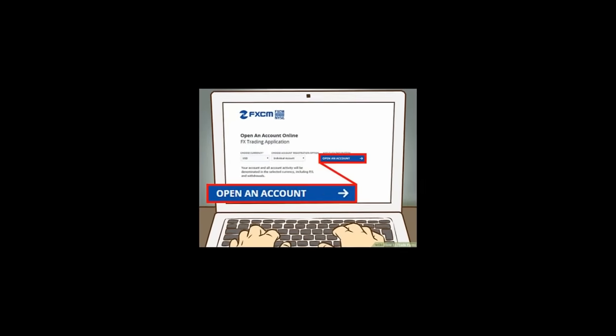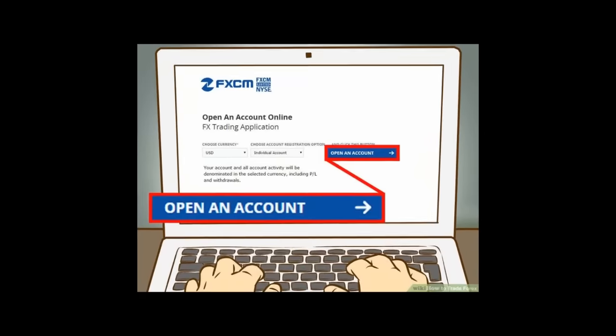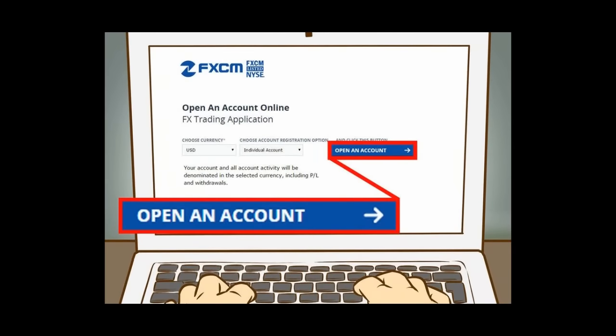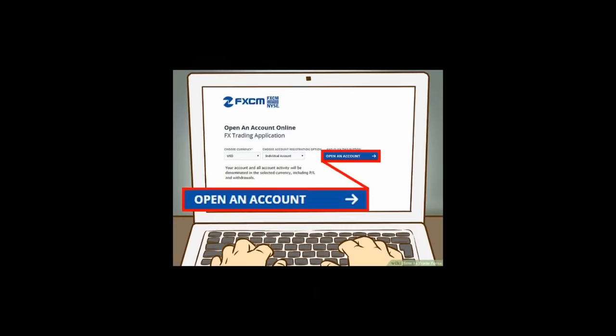Second, request information about opening an account. You can open a personal account or you can choose a managed account. With a personal account, you can execute your own trades. With a managed account, your broker will execute trades for you.